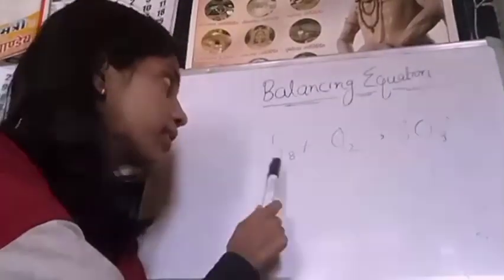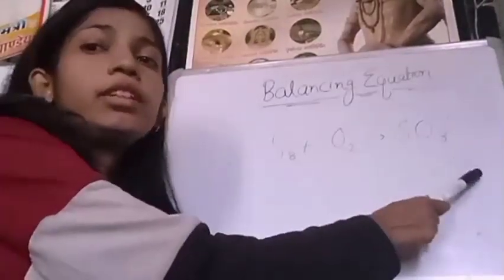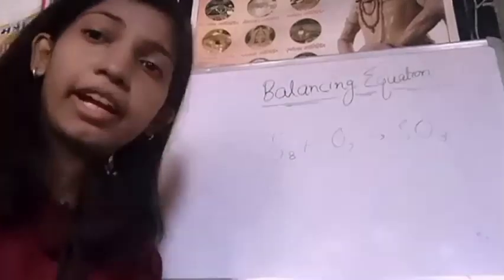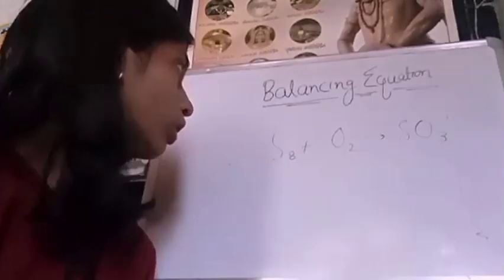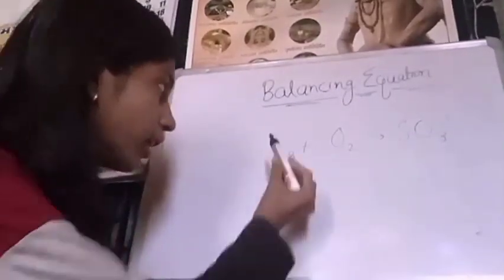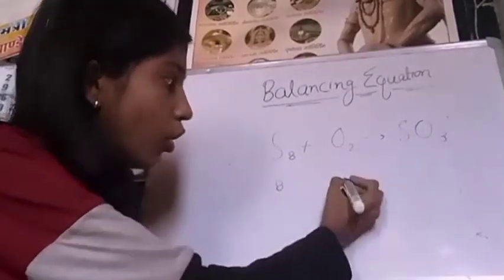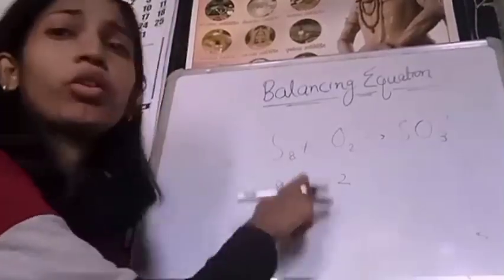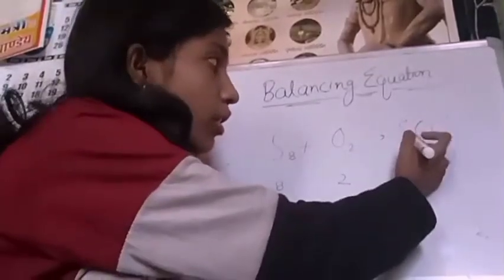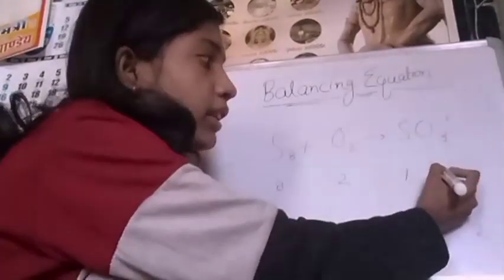Here, which are metals and non-metals? All are non-metals. Sulfur, oxygen, sulfur, oxygen. And how to find whether items are equal or not? S8 item, oxygen 2 item. Here is sulfur 1 item and oxygen 3 item.